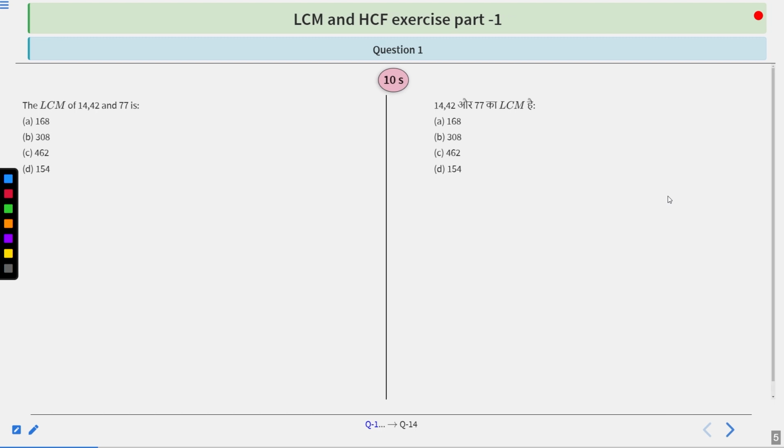Now, the LCM of 14, 42 and 77 is, and the options are 168, 308, 462 and the last one is 154. I'm giving you 10 seconds to find which one of them is correct. After that, I will do the solution.